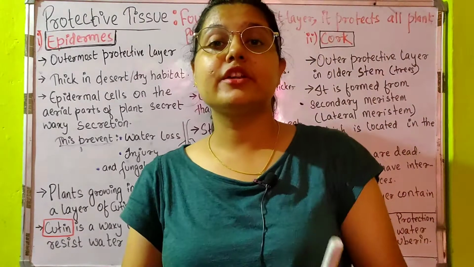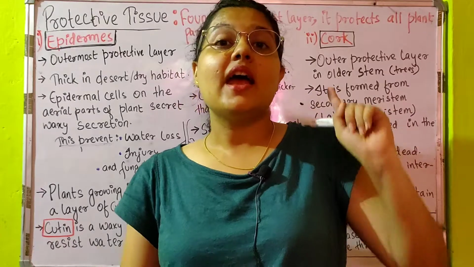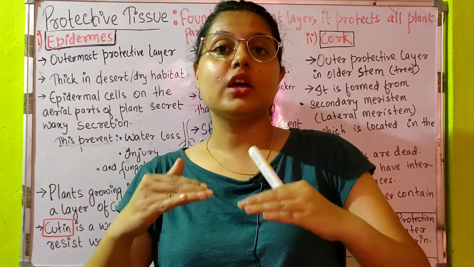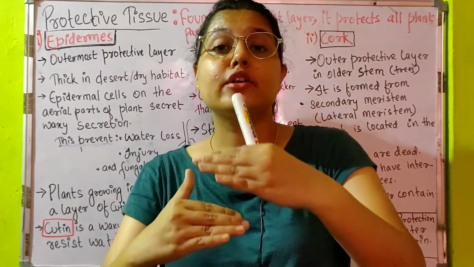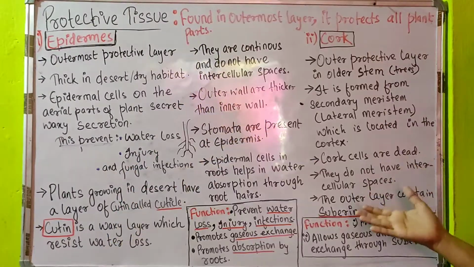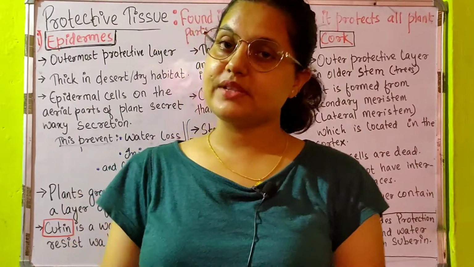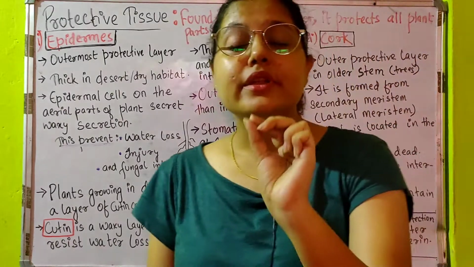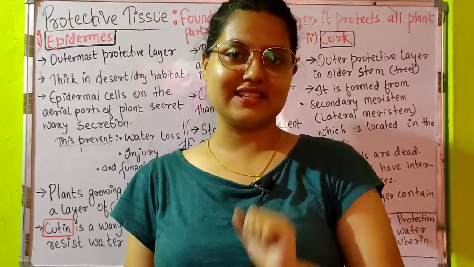Dear students, you studied about the lateral meristem in the first part of the video, right? And there we studied that the lateral meristem is responsible for the increase in girth. These lateral meristems undergo certain changes and form cork. Cork cells are dead. They also do not have intercellular spaces. The outer layer contains suberin. It is a polymer which is porous in nature.